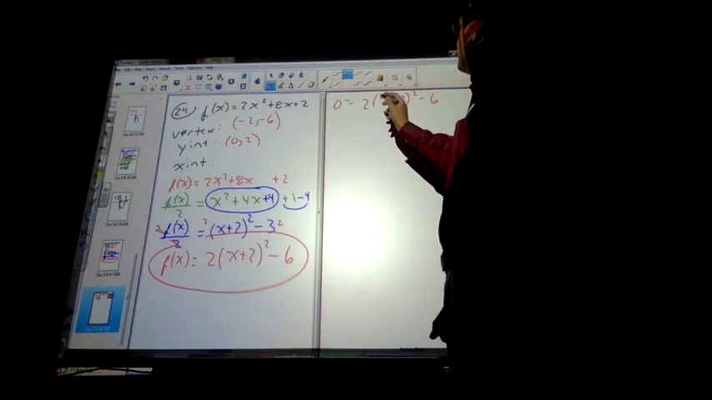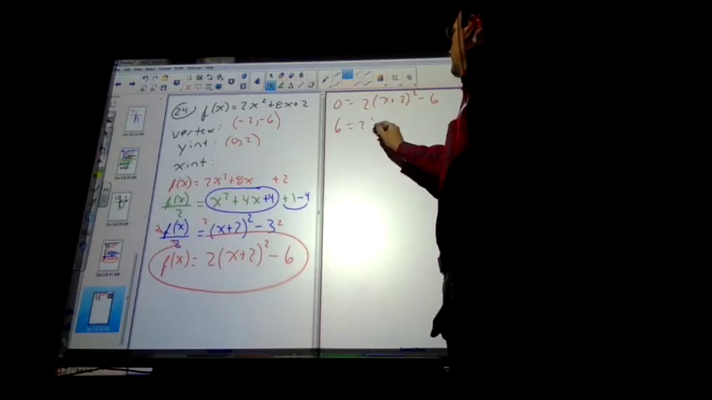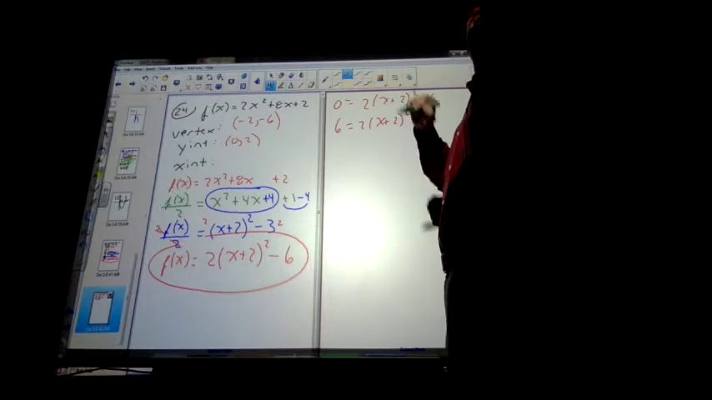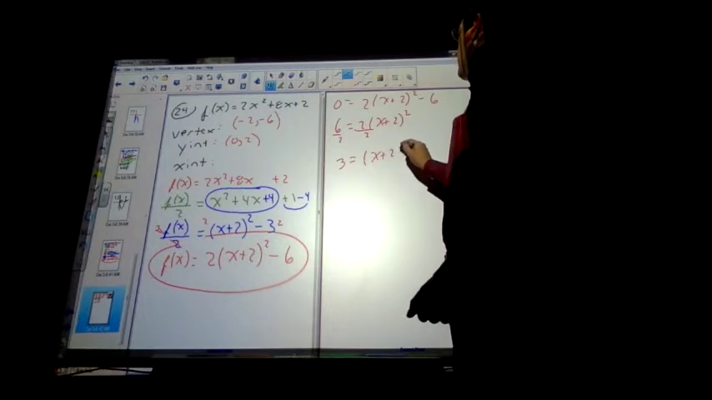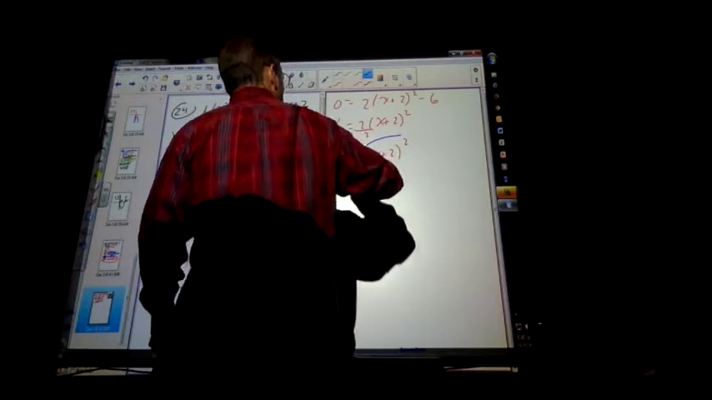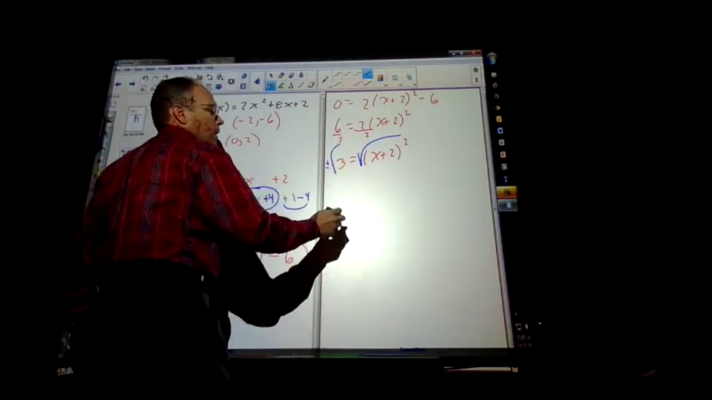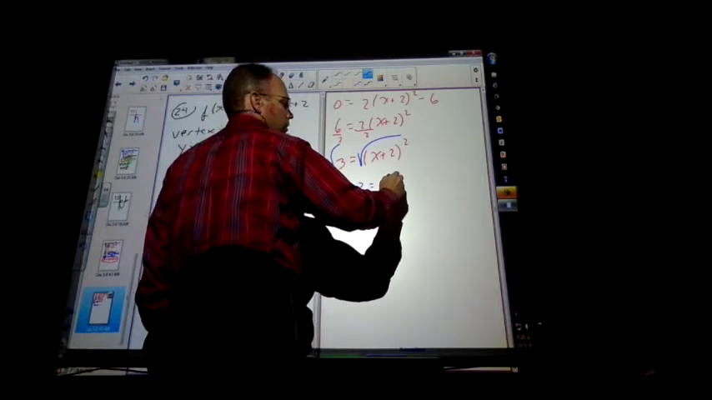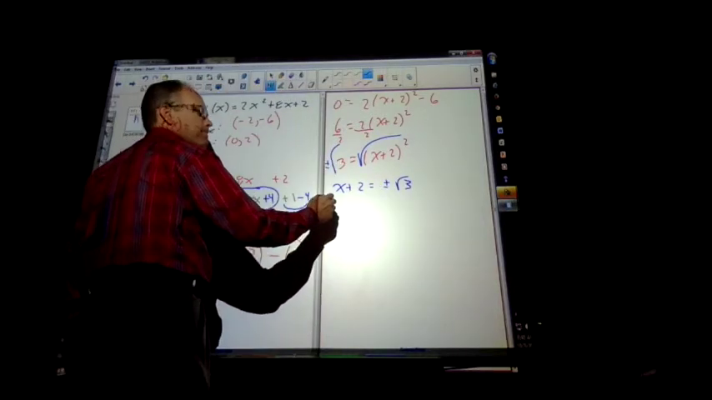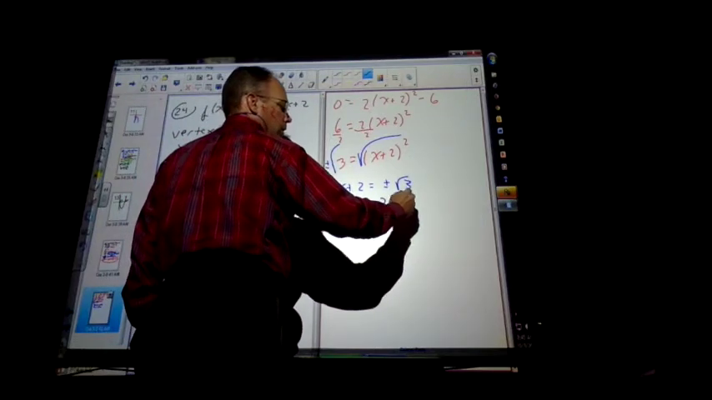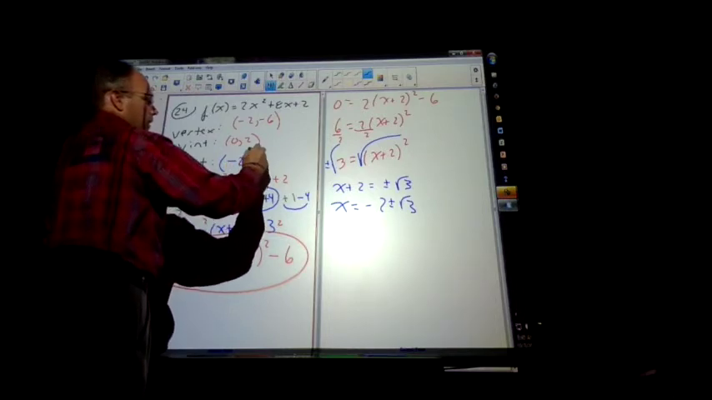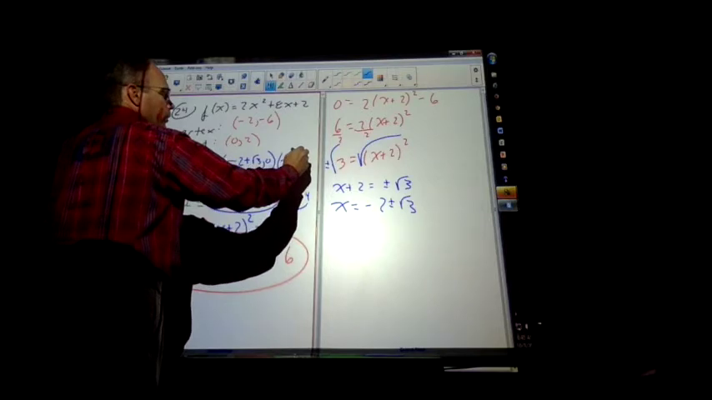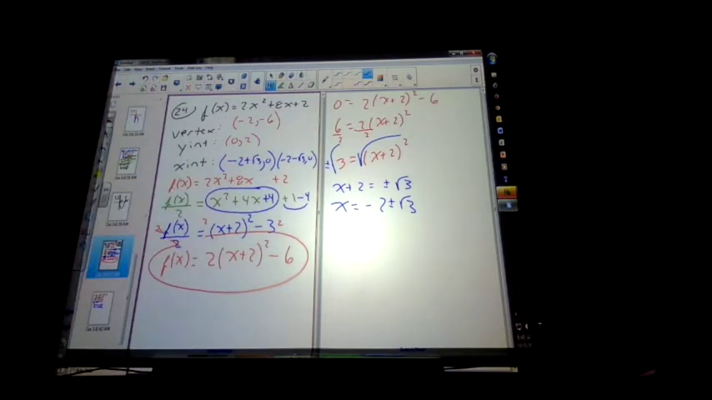Not yet. I want to get x all by itself. Add 6. Divide by the 2. What should I do? Root. What should I not forget? Plus or minus. So I'm going to flip-flop this. Then, subtract 2. So it crosses the x-axis at negative 2 plus root 3, comma 0, and negative 2 minus root 3, comma 0. Those are exact answers.